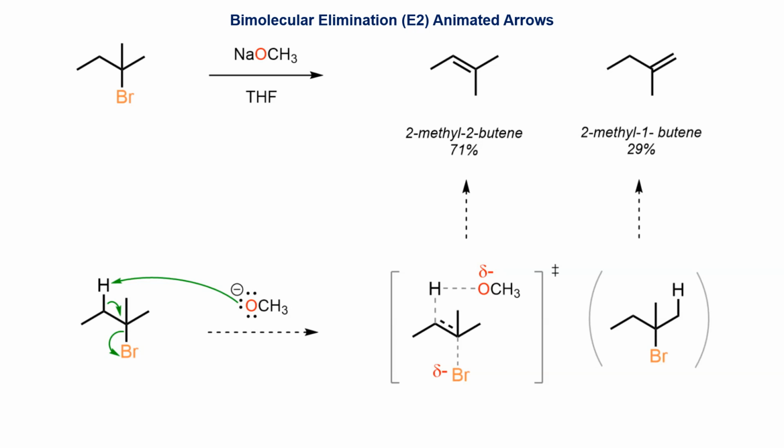If more than one type of beta hydrogen is present, regioselectivity is possible, with the Zaitsev isomer being favored. Cis and trans stereoisomers may also be possible.